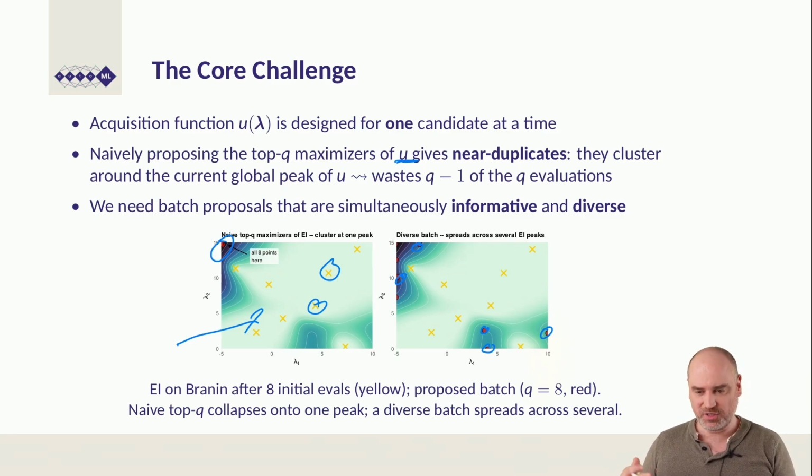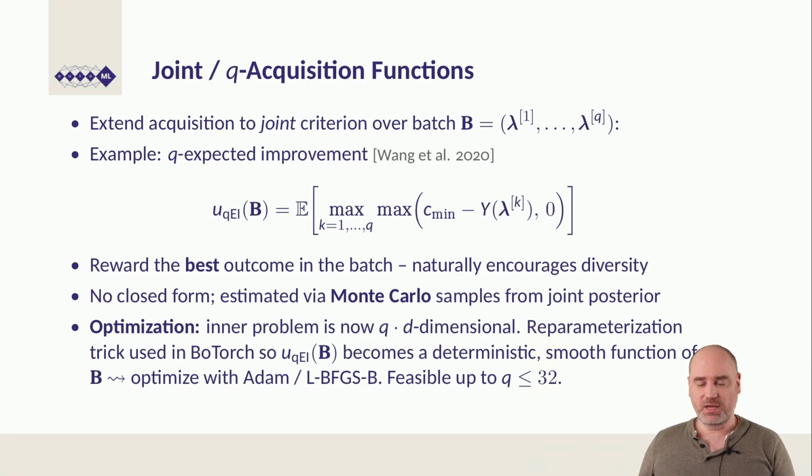A nice diverse batch where the points are reasonably placed. They are all placed at points of high EI value, but they're also reasonably far apart from each other, and that should happen in a nice balance. So the most natural thing, let's put it like that, would be to extend the acquisition function definition, especially the EI definition, to a batch version.